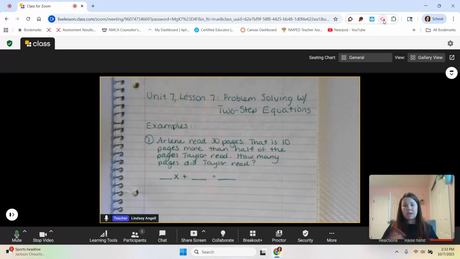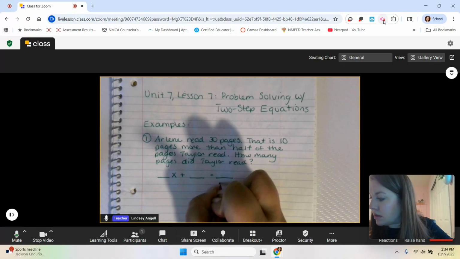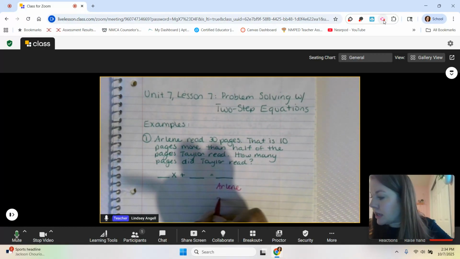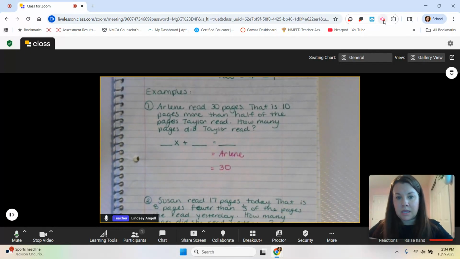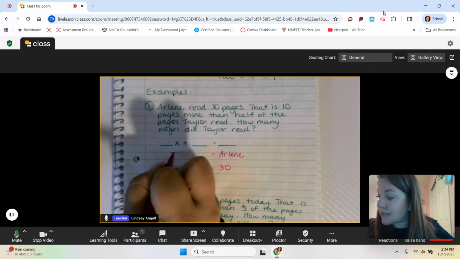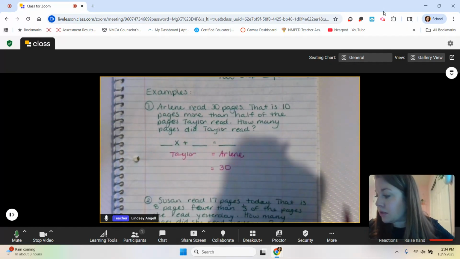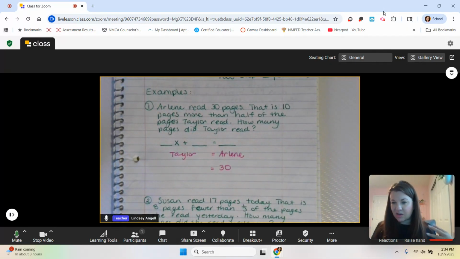Okay, so we know that Arlene's pages are being compared to Taylor's, right? So one side, and we know that Arlene equals 30, right? So really we could say that this is Arlene, and she read 30 pages, okay? It says that that is 10 pages more than half of the pages Taylor read. So this side of the equation is representing Taylor because her side is the equation side. Hers is the one that is a little more complicated, right?